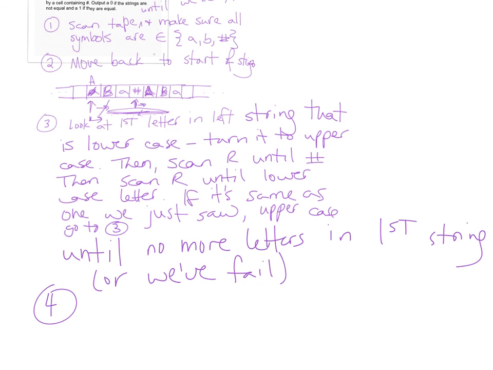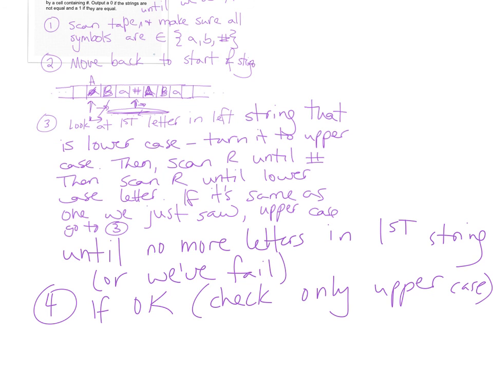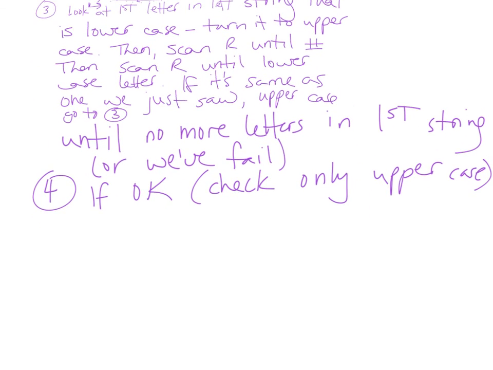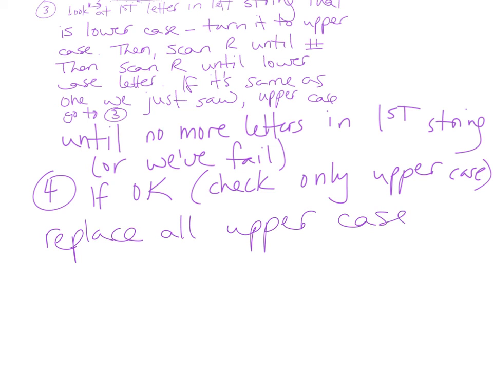And then what do we got to do? We have to go back and change everything. So if it's all okay, which means we check to see that it's only uppercase now, then what we'll do is we will replace all uppercase with lambda, and finally write 0 on the tape.